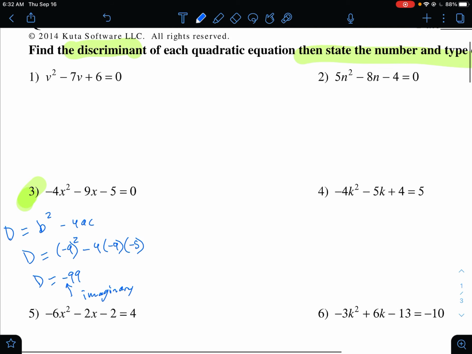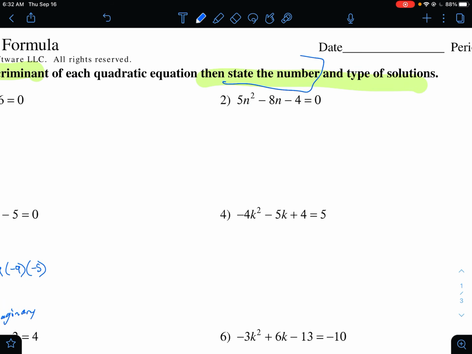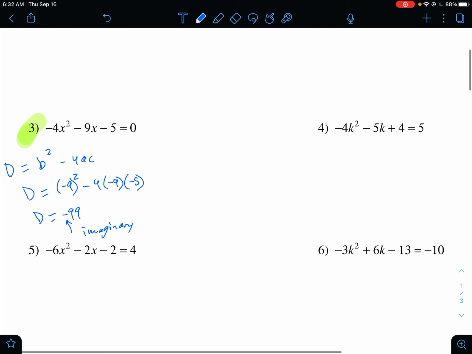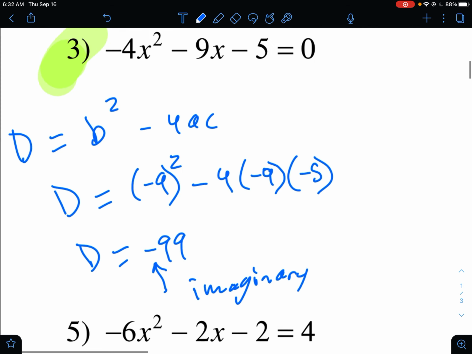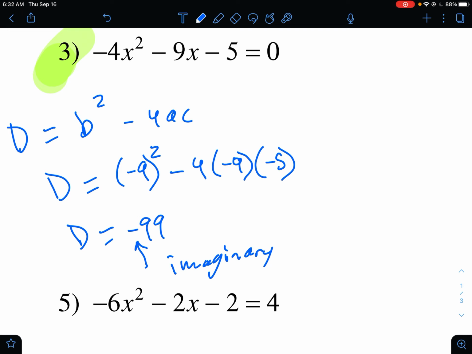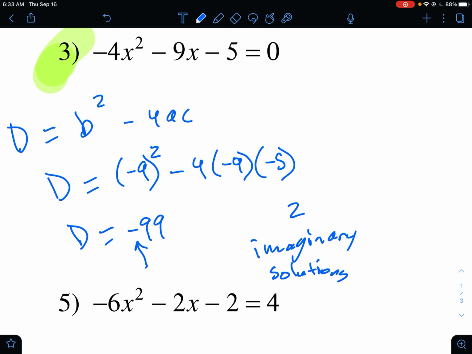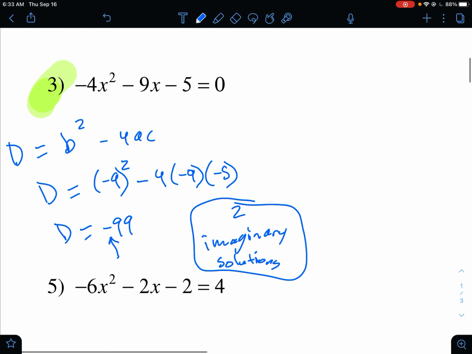And the prompt up top also asks you to state the number. The number of solutions is based on this discriminant as well. If the discriminant is anything that's not 0, then you have 2 answers. So I'm going to write, I'm going to move this over because I can't a little bit. It's got 2 imaginary solutions. Since this discriminant here is non-zero, we know that there's 2 answers. So that's what we're looking for.